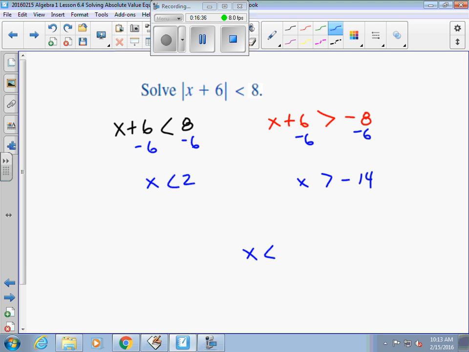Okay. That's less than 2. That's the same as that one there. And make the symbol go the same way, negative 14 for this one. This is the solved version. Greater than negative 14 and less than 2.